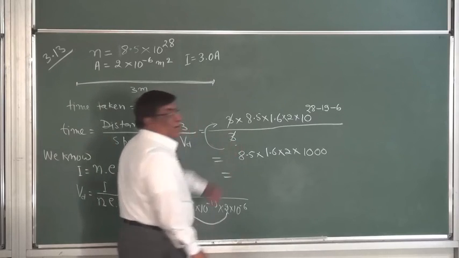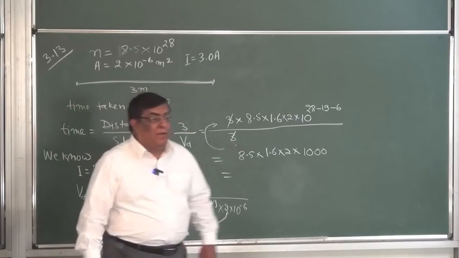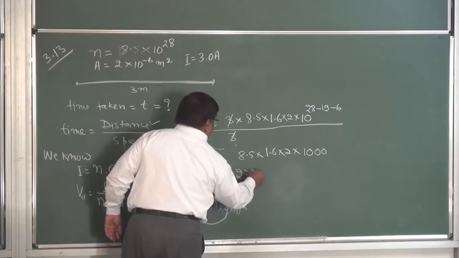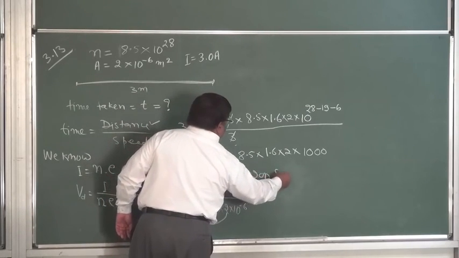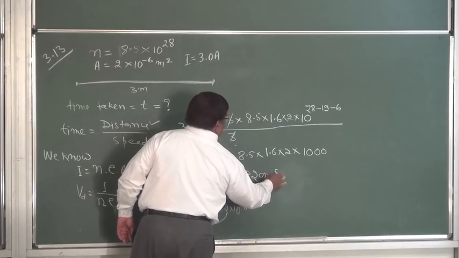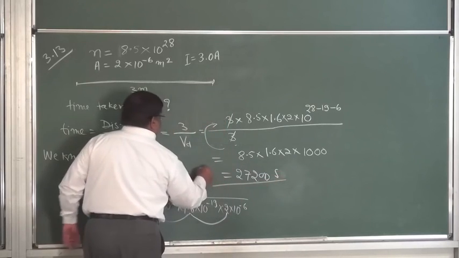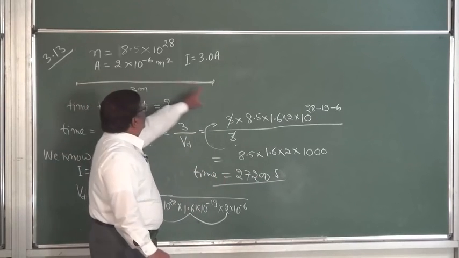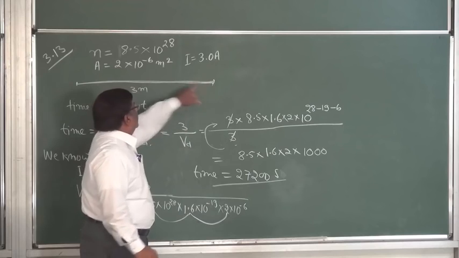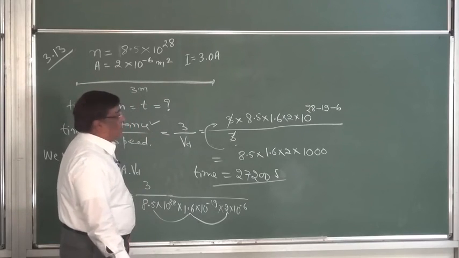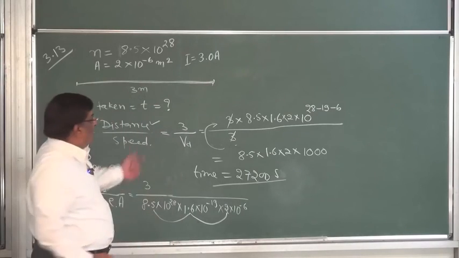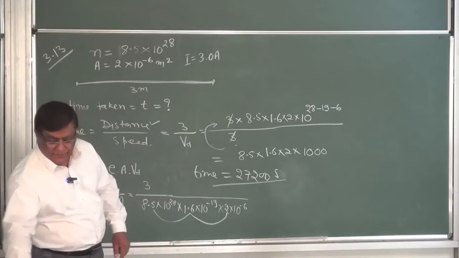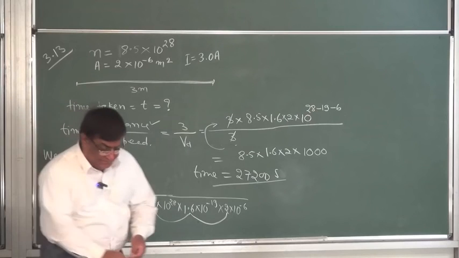And when we calculate, it is 27200 seconds. So this is the time when the last electron reaches this point, or this electron reaches this point. So this is our answer. Right, this is the correct answer. You can convert it into hours. Now we go to the next question.